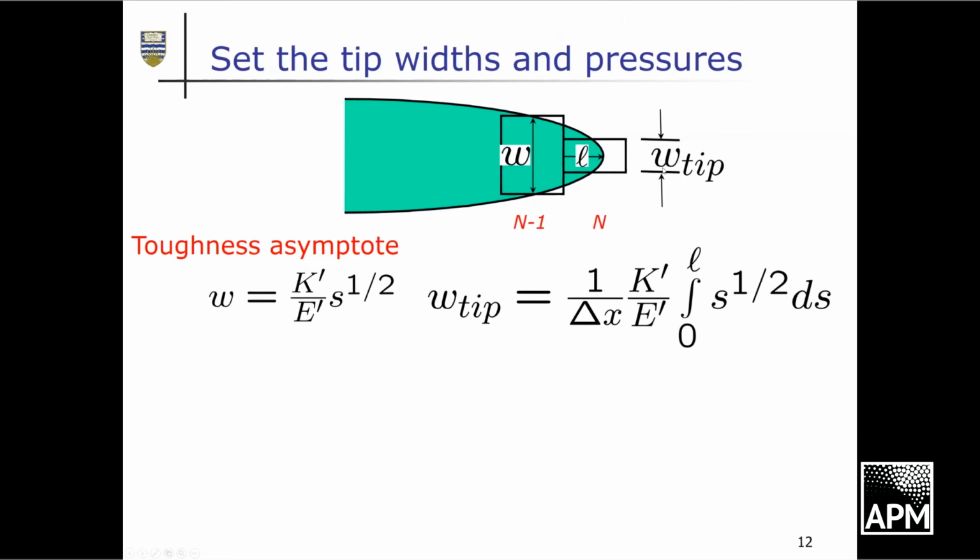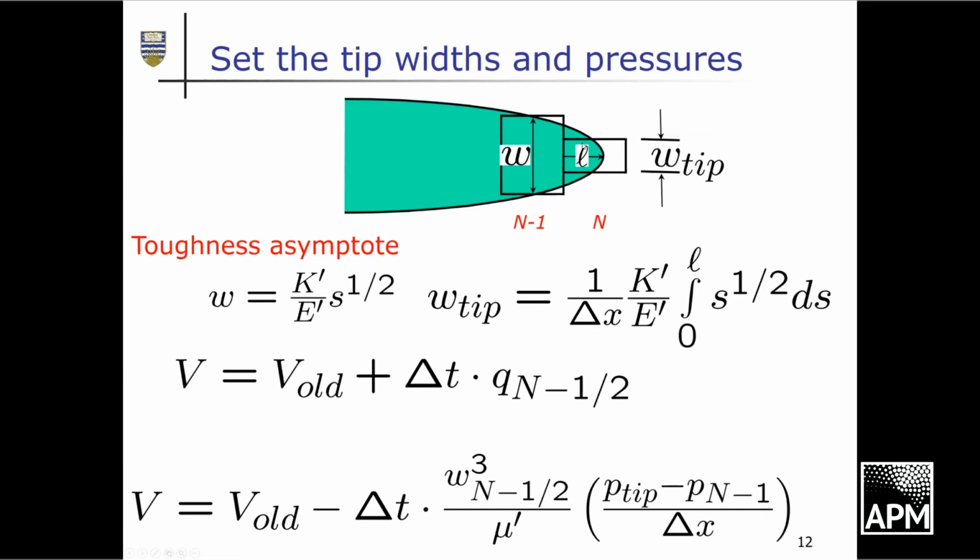Given the tip, what you can do is set the tip average value of the fracture opening in the tip to be the average value for that asymptote. Okay, and now all you do is specify that the volume of fluid flowing in, V old, is the previous fracture opening times delta X, and this is the new fracture opening, and that must match the amount of fluid that flows in. Okay, so that would have the expression, if you use the lubrication equation, of conservation of mass.